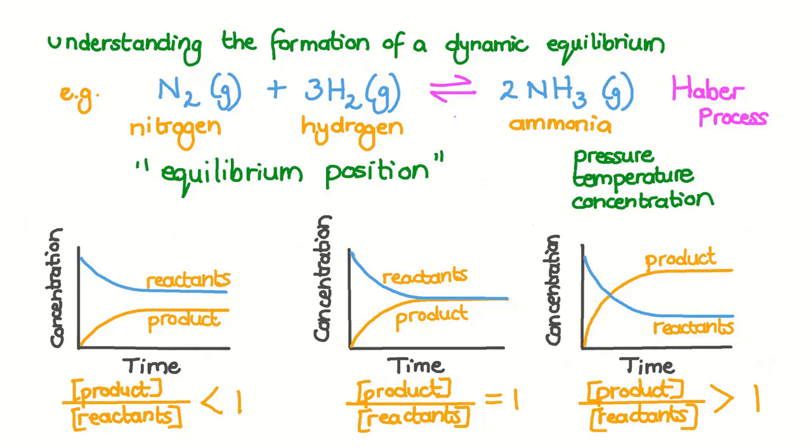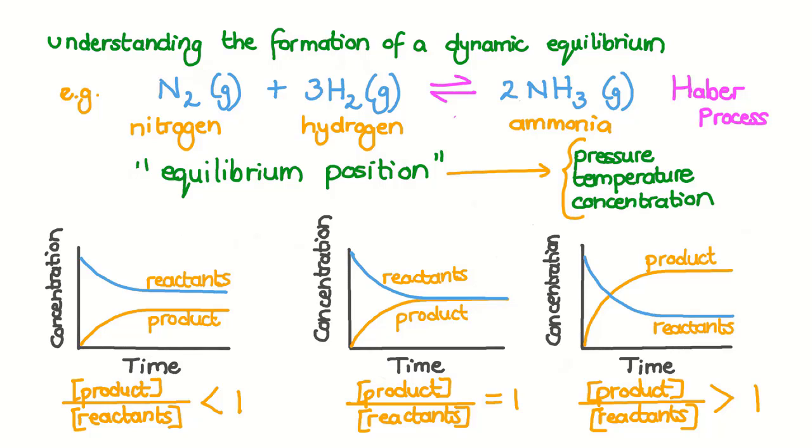These ratios give us an indication of the equilibrium position. The equilibrium position can be described as the ratio of the concentration of product to reactants. When the ratio gives a value less than 1, we know that the graph looks like this. When the equilibrium position gives a value of 1, we know that the concentrations of the reactants and product are equal at dynamic equilibrium, and a value greater than 1 indicates that the product concentration at dynamic equilibrium is higher than that of the reactants.